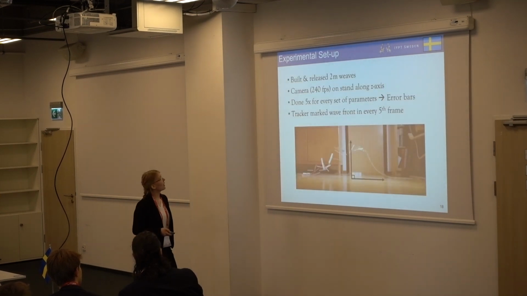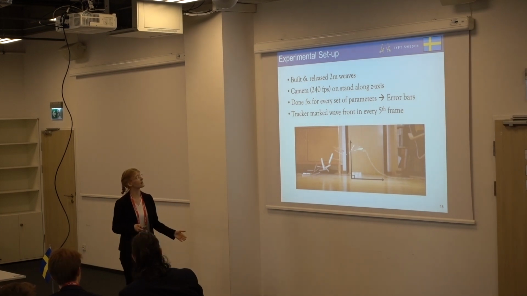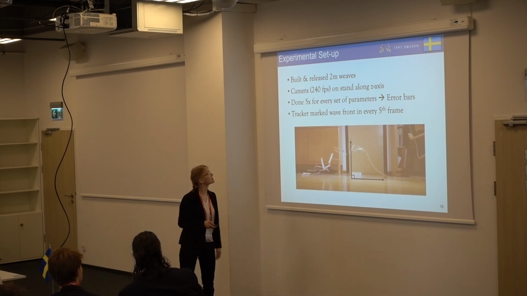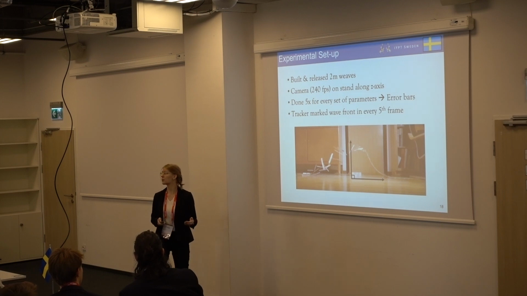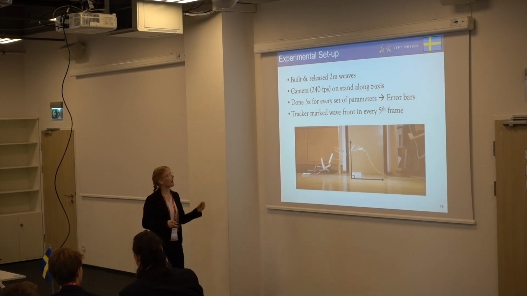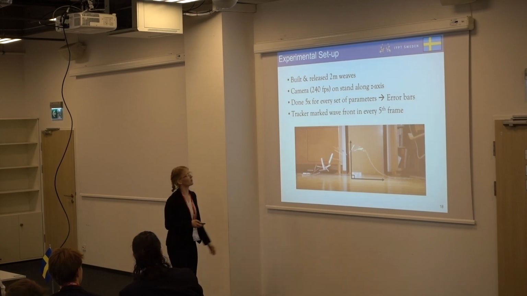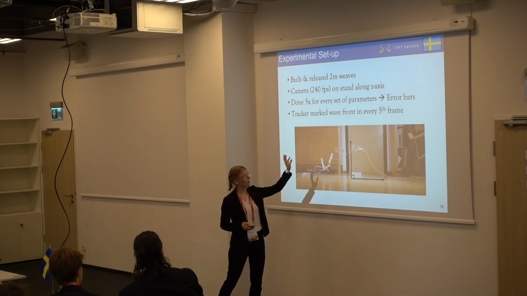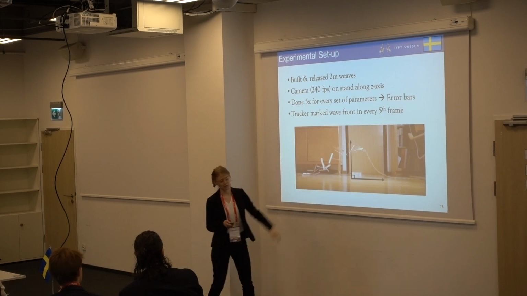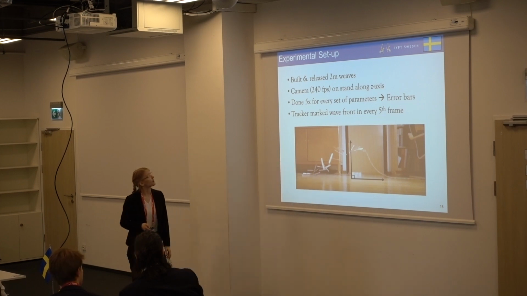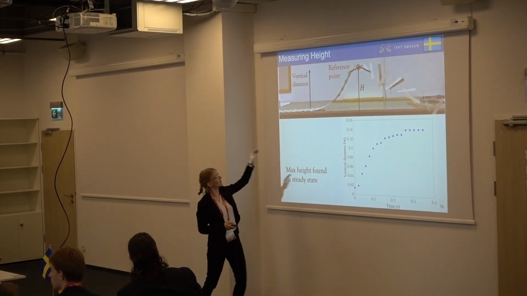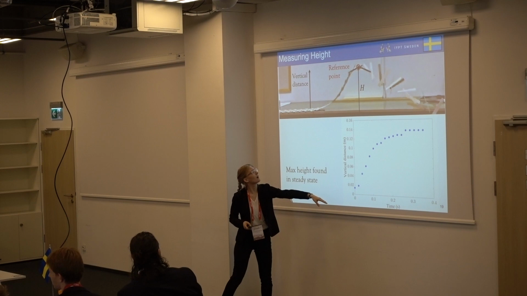So we placed a camera perpendicular along the set axis about 1.5 meters away and built and released 2-meter reeds. This went on 5 times for every set of parameters. We then used Tracker to mark the wavefront in every fifth frame, meaning that we have both vertical and horizontal distance. So we measured height by looking at the vertical distance against time.